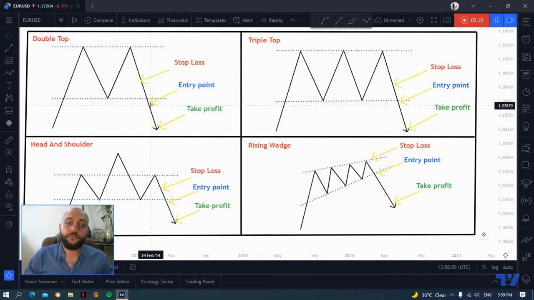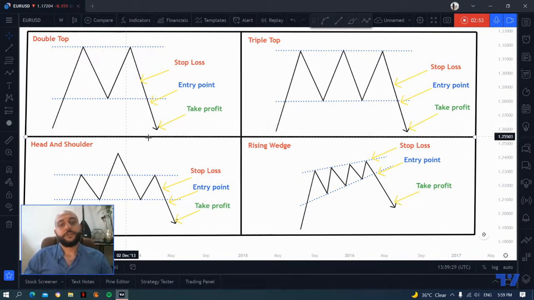The entry point will be a little bit after the trend has actually broken the neckline, which is this line, the support line, because the confirmation in this pattern is when the trend closes after breaking that support line. And you're going to take profit at the end of this trend where the pattern actually started. This pattern you can use, by the way, in any type of chart, like candlestick charts, bar charts, or even line charts.